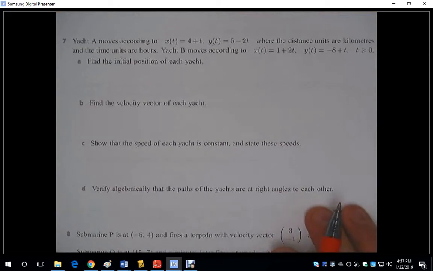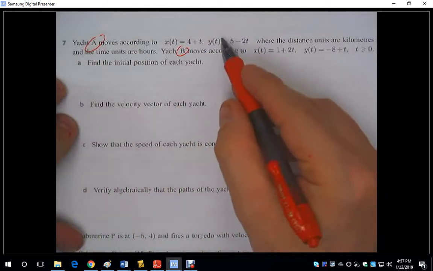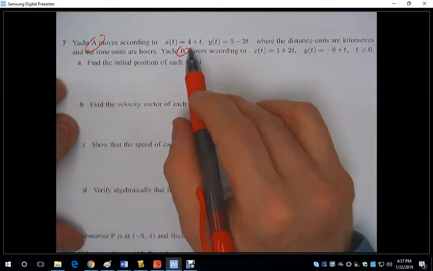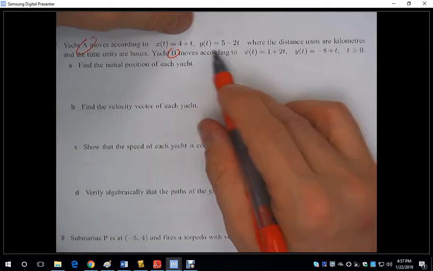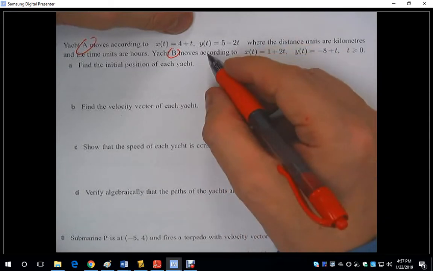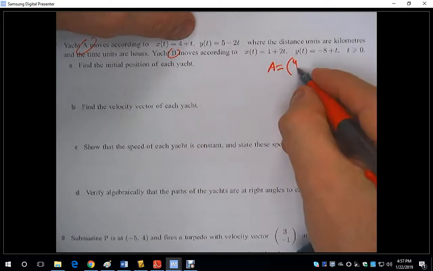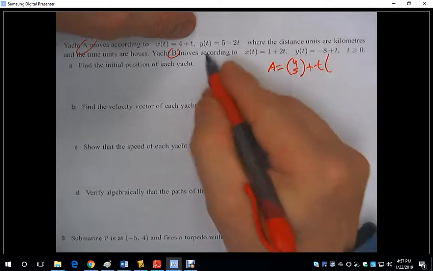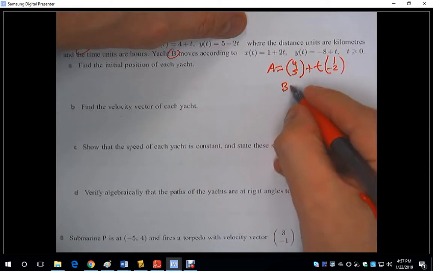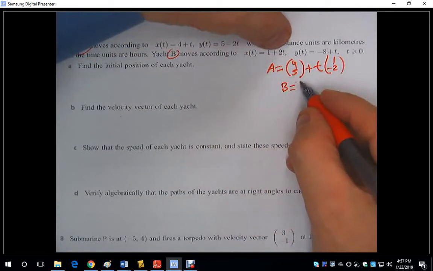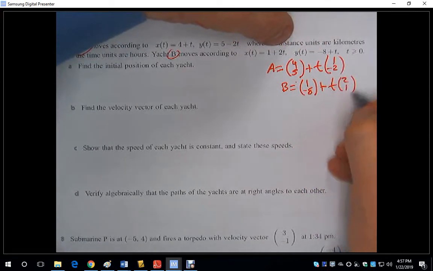Number 7, I have 2 yachts. I have yacht A and I have yacht B. These equations are parametric equations. So the first thing I want to do is rewrite both of these parametric equations as vector equations. So I have A equals (4, 5) plus t times my direction vector of (1, -2), and the other is (1, -8) plus t times (2, 1).